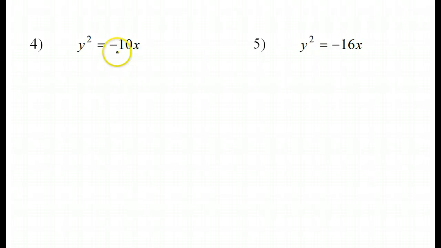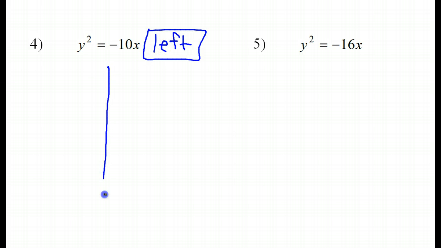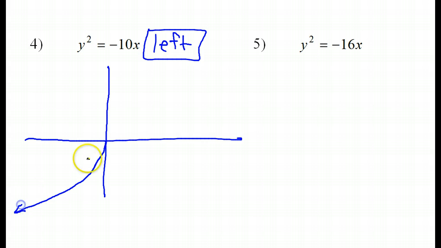Alright, looking at number 4. Is this going to be up and down, or is it going to be one of those sideways ones? This one's going to be sideways. Just ignore the negative 10 for a second. x equals y squared. That's not normal, so we know it's going to be sideways. Because it's negative, it will be to the left. So as we do our quick sketch, we know the parabola is going to be facing to the left like this.